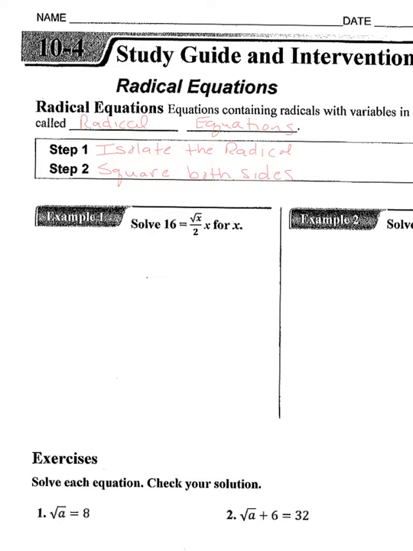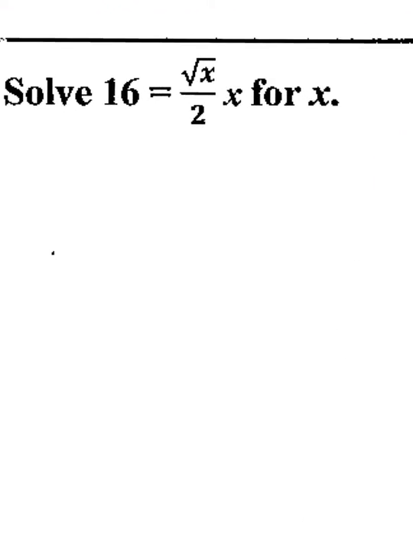All right, we're going to be working on lesson 10.4, which is working on radical equations. Now there are two steps when we're solving a radical equation. The first step, we want to isolate the radical, and then once we have the radical isolated, we want to square both sides.